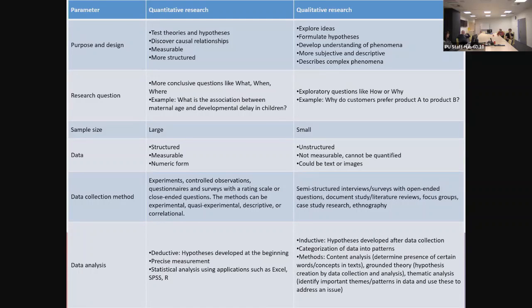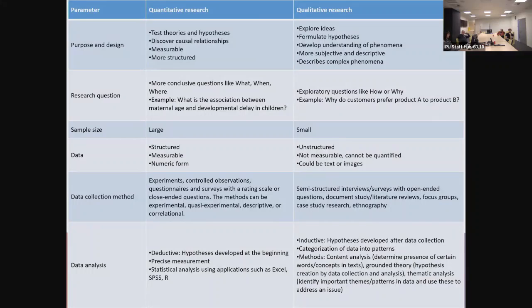The sample size in quantitative is much larger usually than in qualitative research. In qualitative, you can get quite a small sample and it's still quite valid. And of course, your data in quantitative is a lot more structured, measurable and numeric, or ranked or ratings, whereas in qualitative it's much less structured, not measurable, can't be quantified, and it could be text or images.